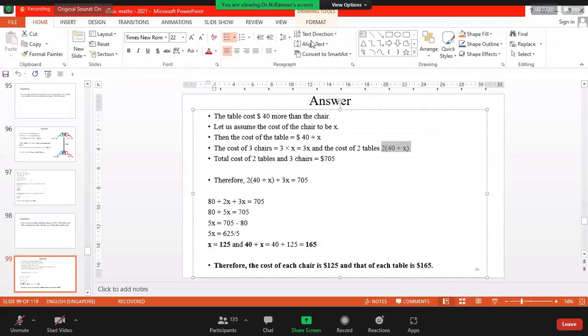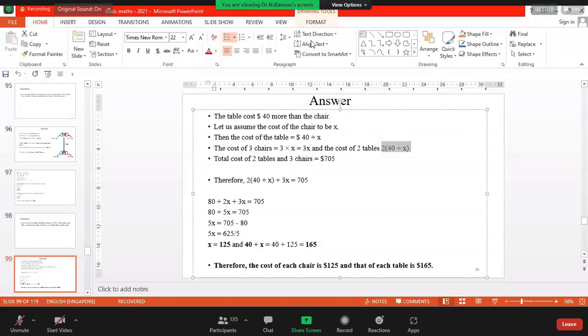Yes. Manashi, understood? Yes sir. Right. Good. Can you please explain this one? Manashi? Okay sir. In the question, they say that there are 2 tables and 3 chairs, and the summation would be $705. So the table costs 40 more than the chair. So if we take the cost of the chair as X, we can build up an equation for the cost of the table as X plus 40.